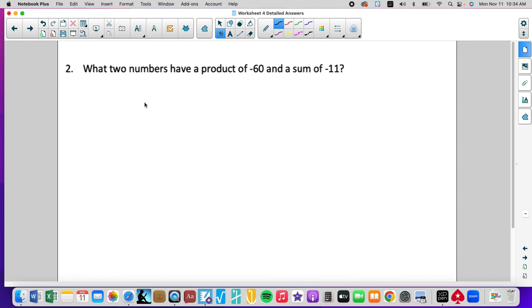Sorry about that. So two numbers have a product: x times y equals -60. And the sum: x plus y equals -11. So we again are going to solve for one of them.